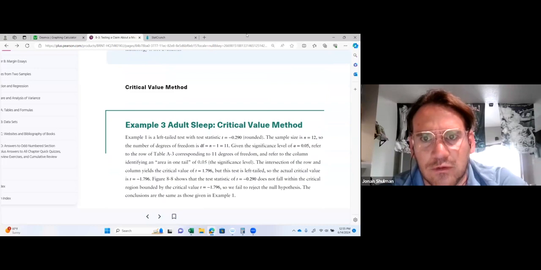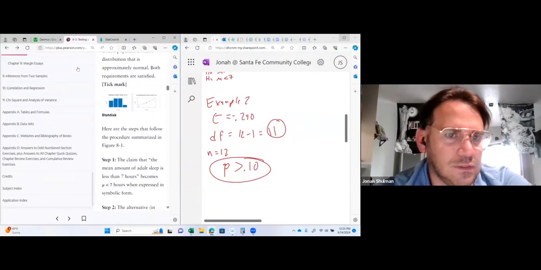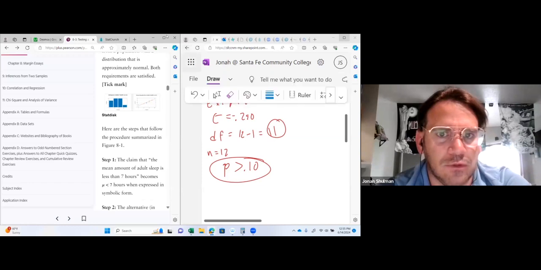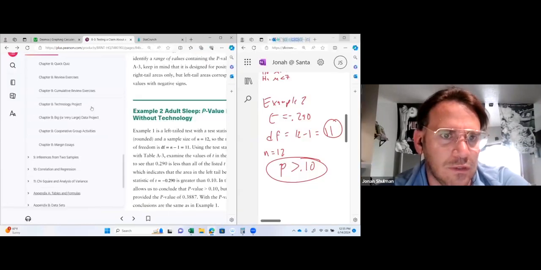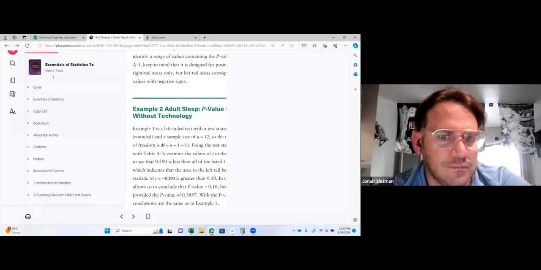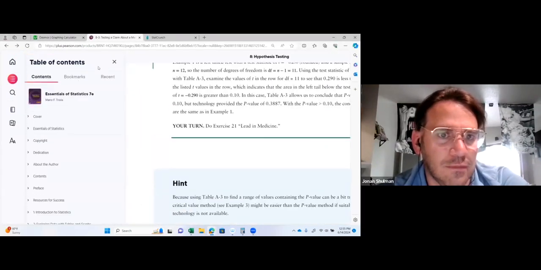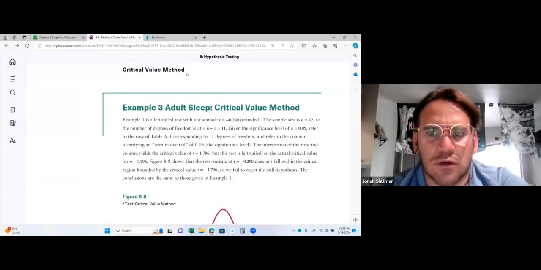Sweet, let's do the critical value method. You can use the table if you want. It was just not making sense to me. So let's make it happen. I like using the critical value method or the p-value method. Tables never really make sense to me when I'm doing them. I mean, they're there, they make sense. I just get confused sometimes. All right, so here we go.